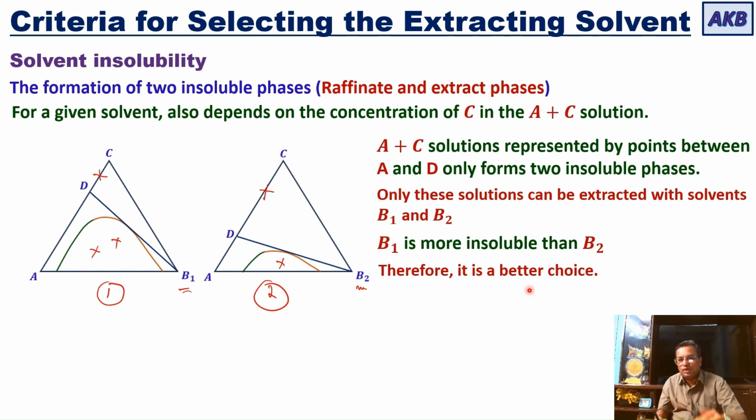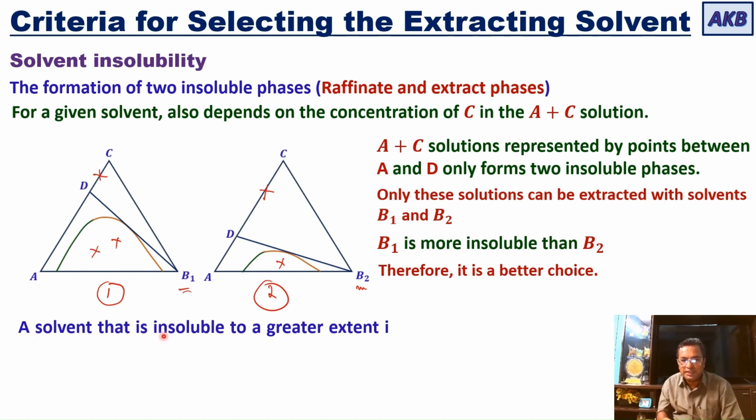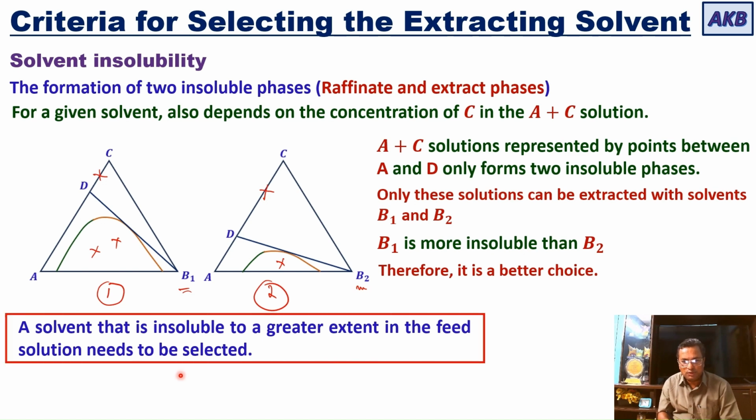So I hope you have understood how insolubility of the solvent in the original solution or in the feed solution decides its selection. So what is our conclusion? A solvent that is insoluble to a greater extent in the feed solution needs to be selected, because that will help in easy formation of the two insoluble phases, raffinate and extract phases.